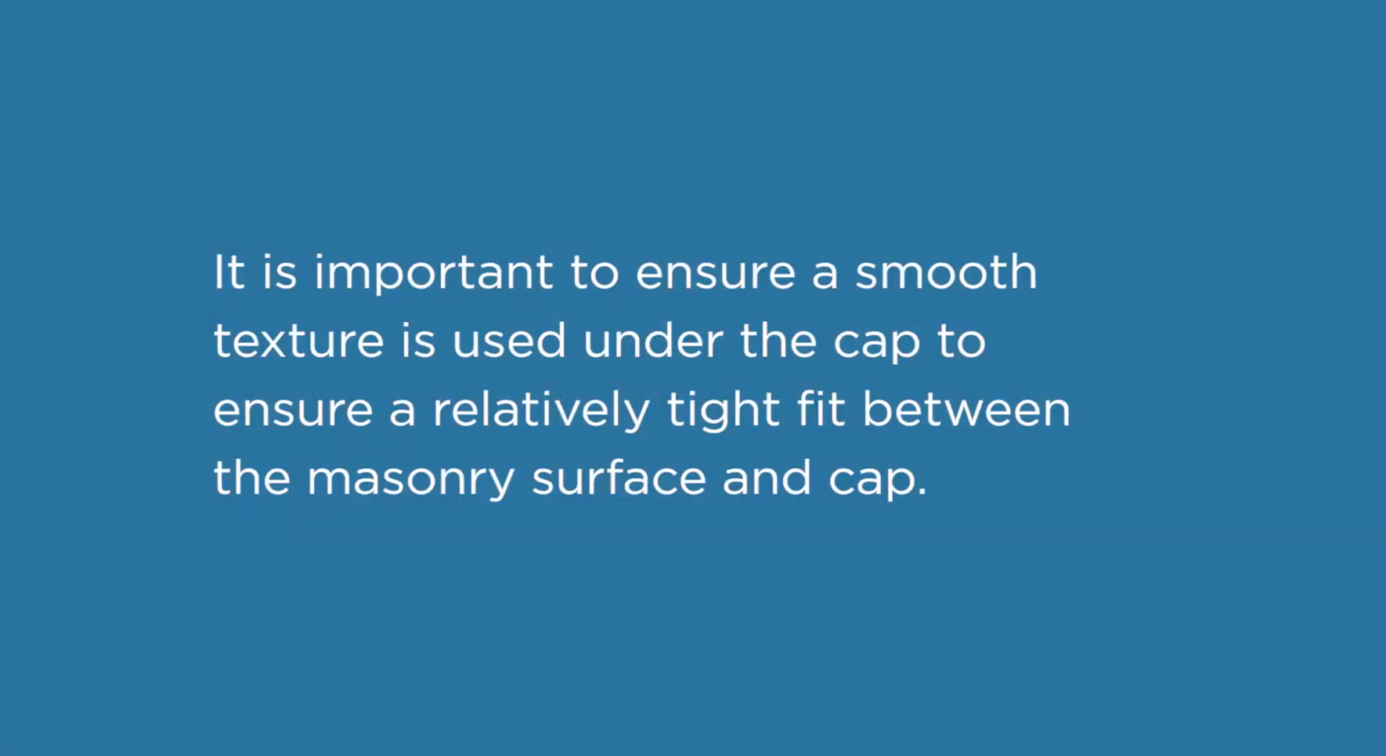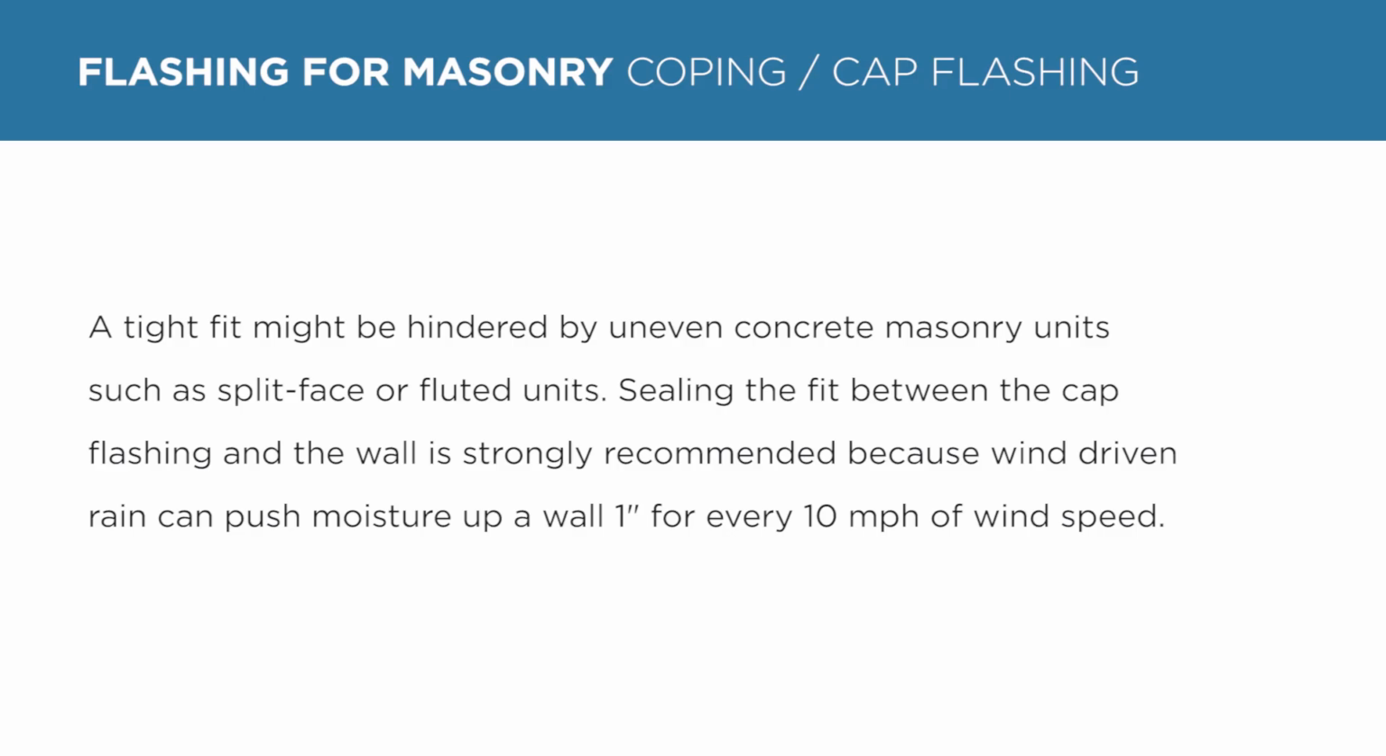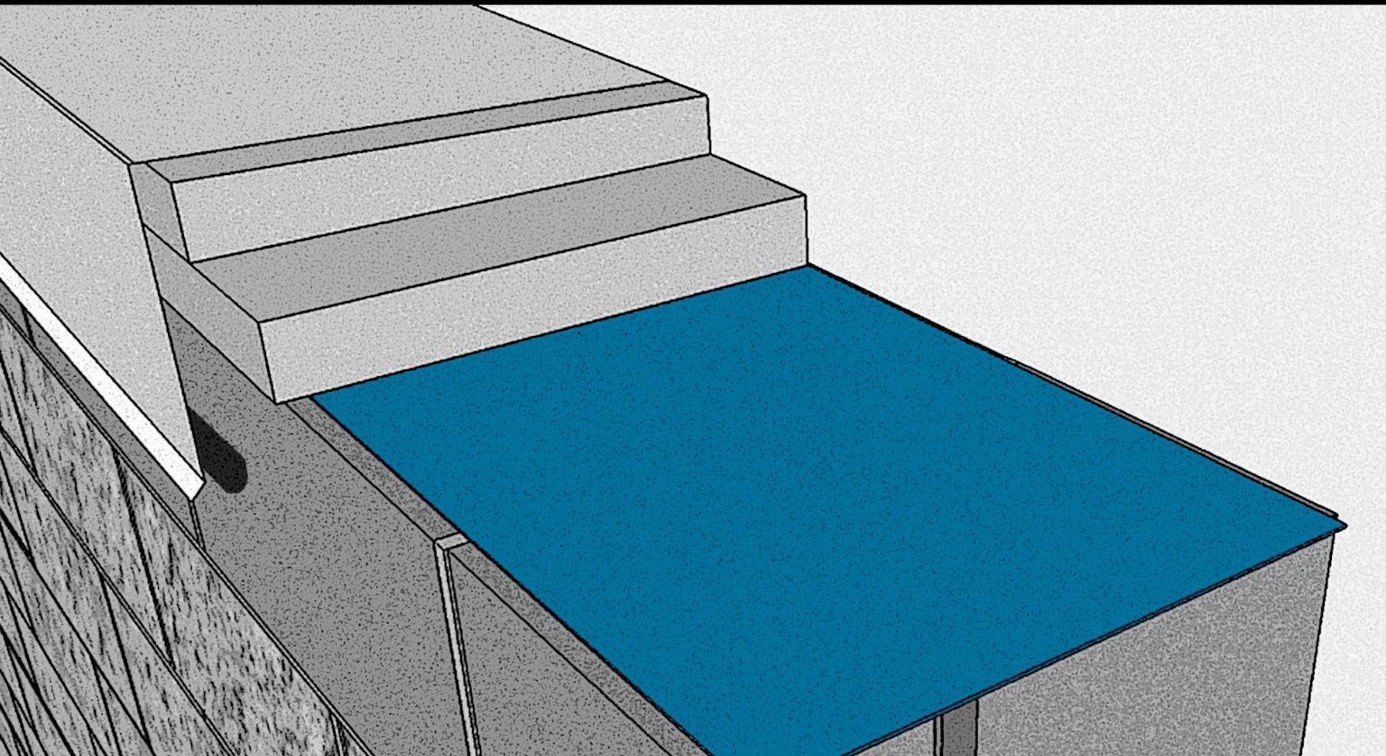It is important to ensure a smooth texture is used under the cap to ensure a relatively tight fit between the masonry surface and the cap. A tight fit might be hindered by uneven concrete masonry units such as split face or fluted units. Sealing the fit between the cap flashing and the wall is strongly recommended because wind-driven rain can push moisture up a wall 1 inch for every 10 miles per hour of wind speed.